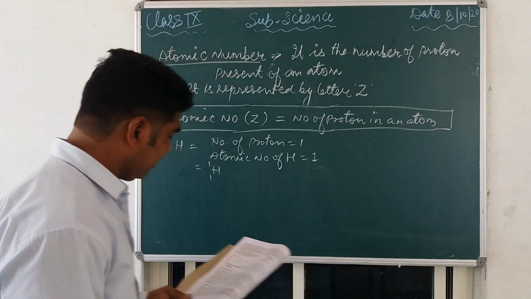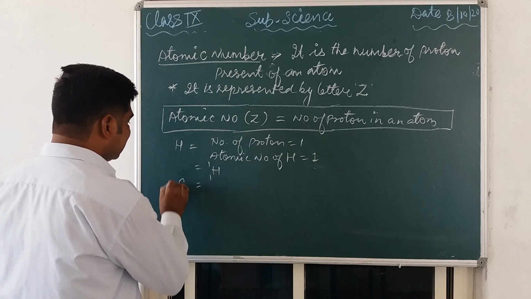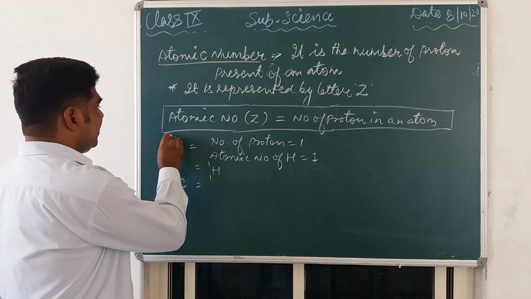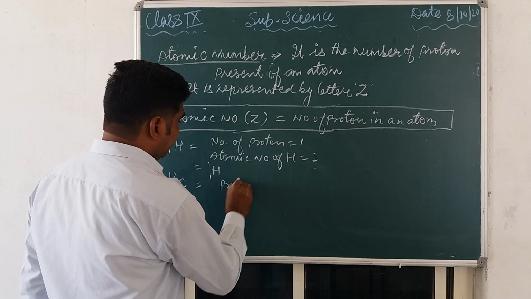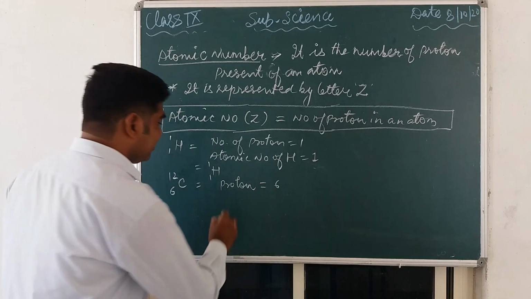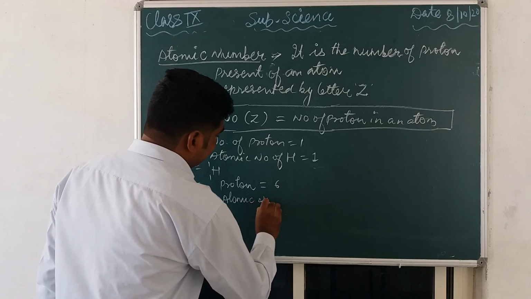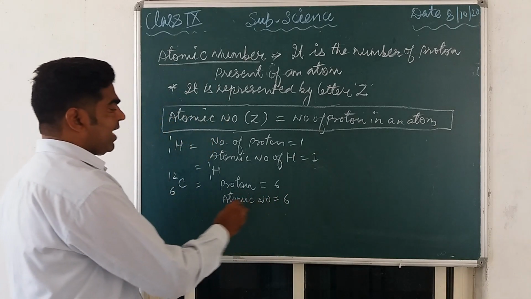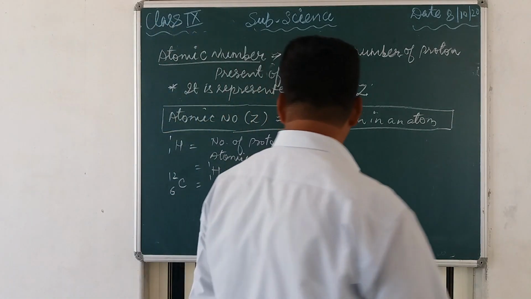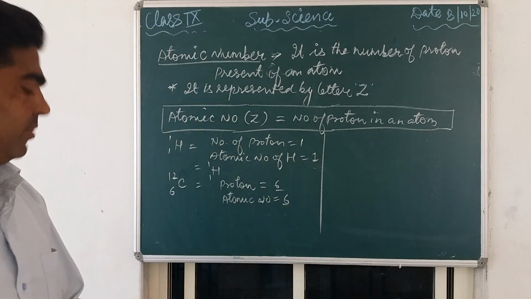Okay, so another example, carbon. The atomic number of carbon is 6 and the mass number is 12. So hydrogen is 1 and 1. In carbon the number of protons is equal to 6, so the atomic number is also 6, because we know that the number of protons is equal to the atomic number. Next we are discussing the mass number.